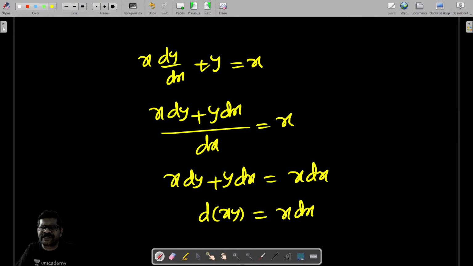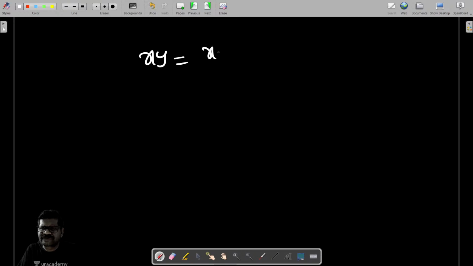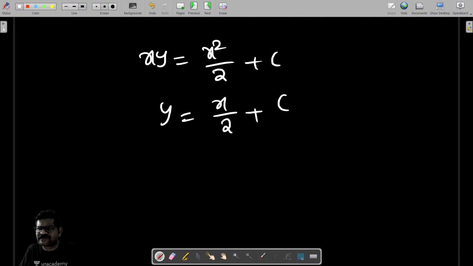Now take integration on both sides. Integrate this. You will get integration of differentiation of xy is xy. Integral x dx is x square by 2, plus c. Now y is equal to x by 2 plus c by x. This is the solution.